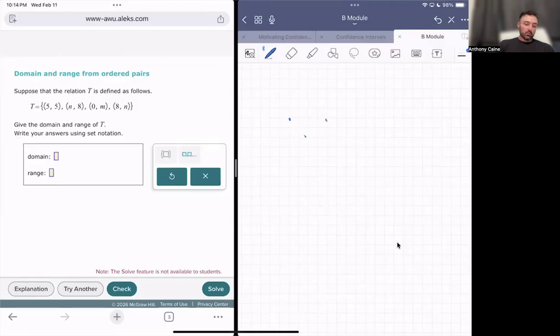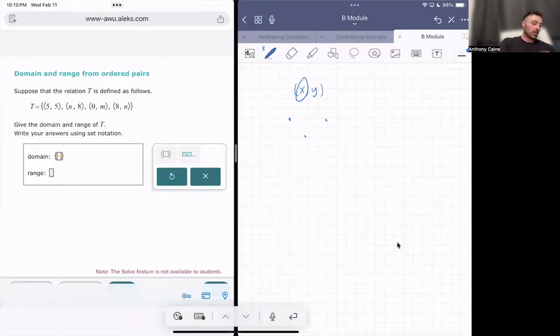Okay, so whenever we have ordered pairs, we have xy pairs, this first entry is telling us things in the domain. So in the domain, the way we give this answer, the way we write this list, don't know why it's acting up a little bit. Let's try this again. Maybe my pen finally died. Let's do it, okay? So we need to use set notation. That's these curly brackets.